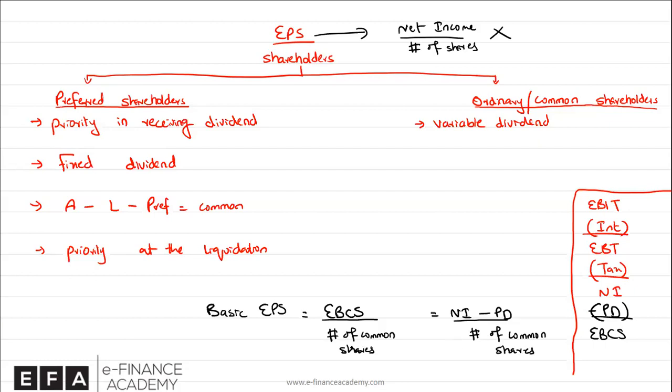Now the question that comes is, should we use the beginning number of common shares? Because one thing you need to understand here, the number of common shares can change. A company might have 1 million shares at the start of the year, and then it issued more, and it also bought some shares back. Therefore, the number of shares would actually change throughout the year. The beginning number of common shares would be different than the ending number of common shares.